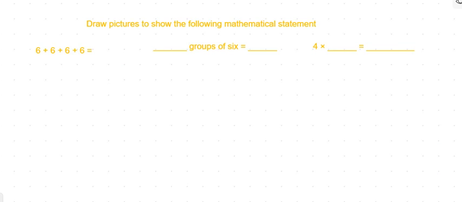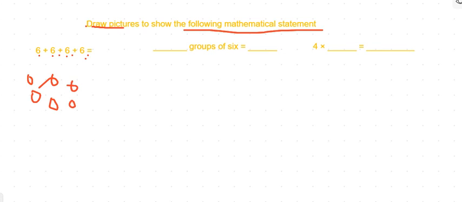Now, let's continue. We're going to draw pictures to show the following mathematical statement. 6 plus 6 plus 6 plus 6. Now, how many is that? How many groups of 6 are they asking us to do? How many sets do we have? 1, 2, 3, 4. So we're doing 4 groups of 6. So 1, 2, 3, 4, 5, 6.